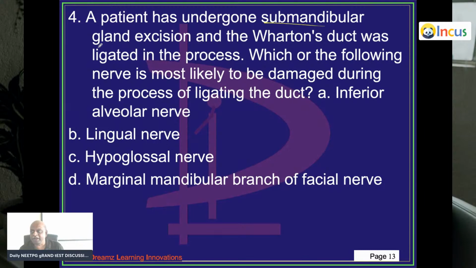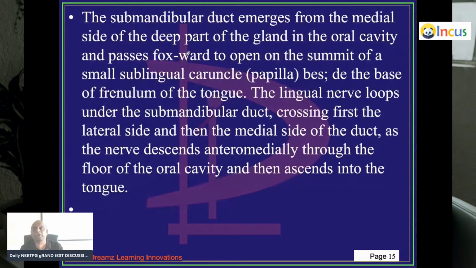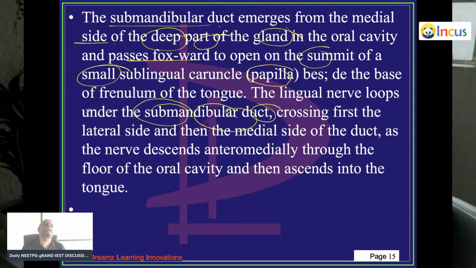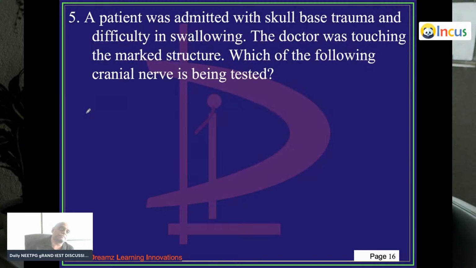Patient undergoes submandibular gland excision and Wharton's duct was ligated in the process. So it is the lingual nerve most likely to be damaged. The submandibular duct emerges from the medial side of the deep part of the gland. It passes forward to open into the summit of the papillae. Lingual nerve loops around the submandibular duct. That's what you need to remember.